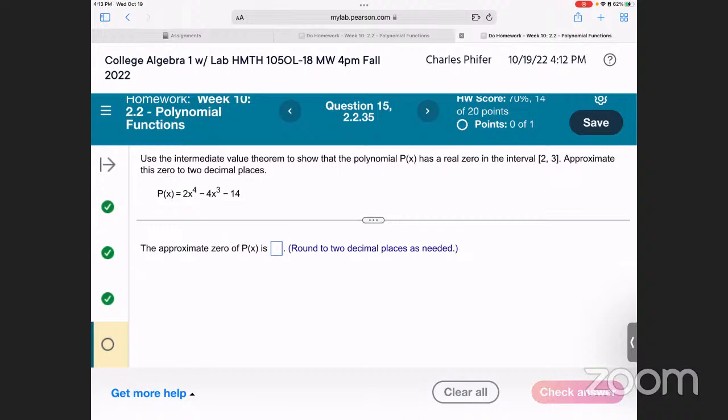Okay, I'll go ahead and do this one. This one's a little bit involved. So we're actually using the intermediate value theorem to show that this polynomial has a 0 between 2 and 3.